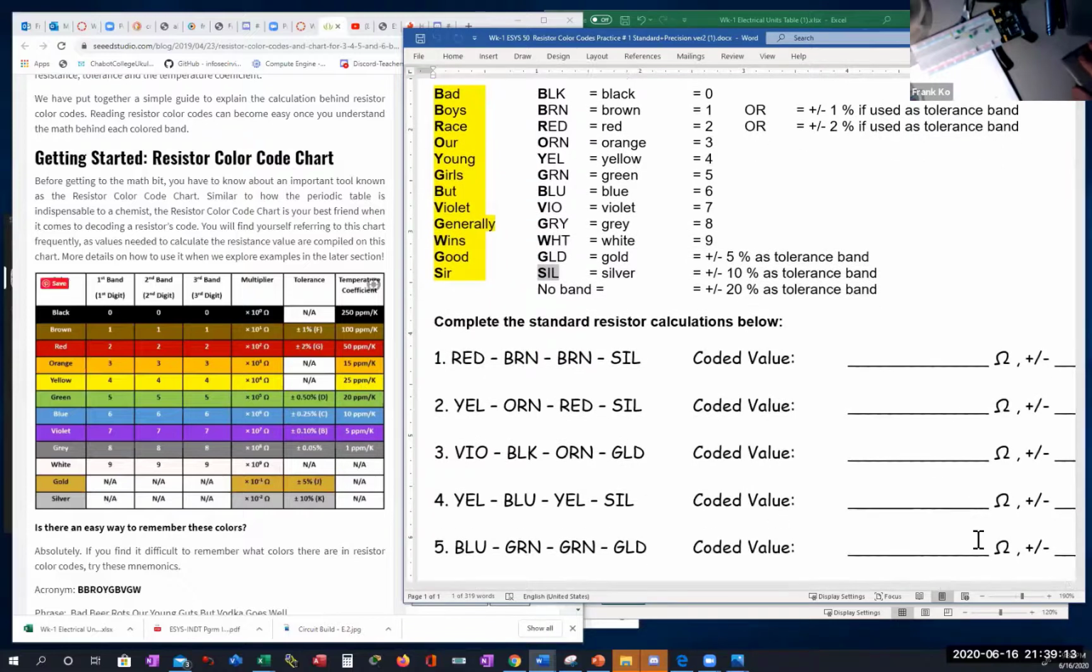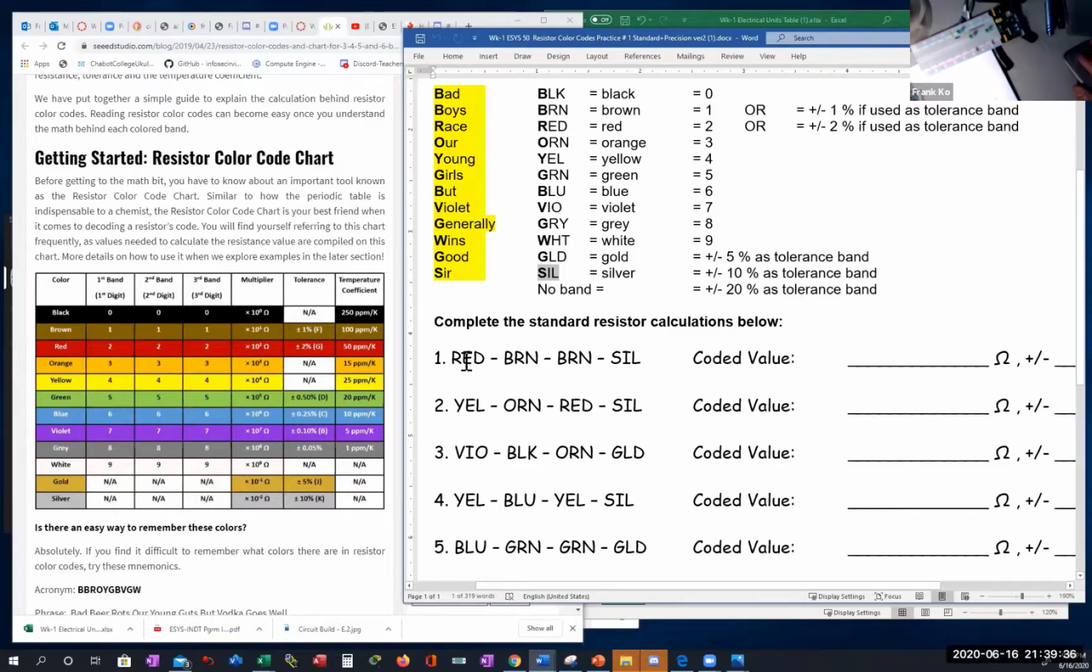A four-band resistor is coded this way, and you read this from left to right. On a four-band resistor, that last band will either be silver or gold or no band. So you look for silver or gold. It'll never appear in the first band, so that way you know which order you're reading the color bands. And I specify the order on my worksheets from left to right.